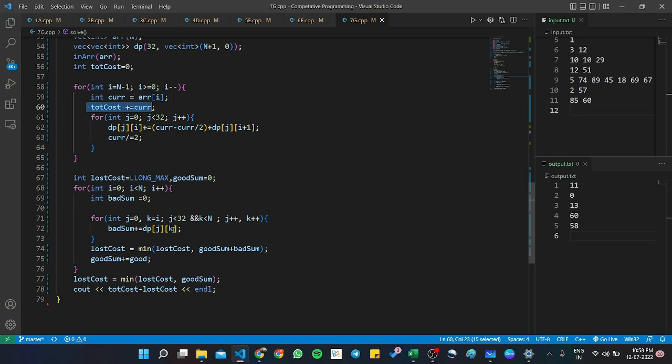I find the bad sum value, and finally I check the last cost, which is the minimum of the existing last cost and my good sum plus bad sum. In the next part, I increase my good sum with the good key value. Finally, there is another edge case: I check the minimum cost with my last cost or my good sum, which means I did not choose any bad keys, only good keys. Finally, I print the answer, which is total cost minus last cost.